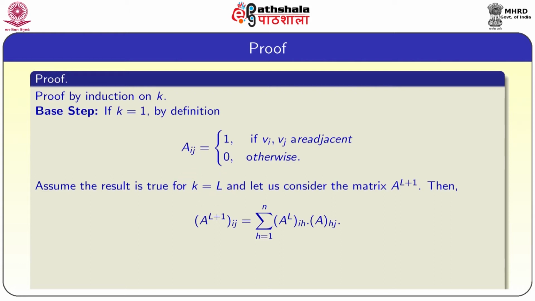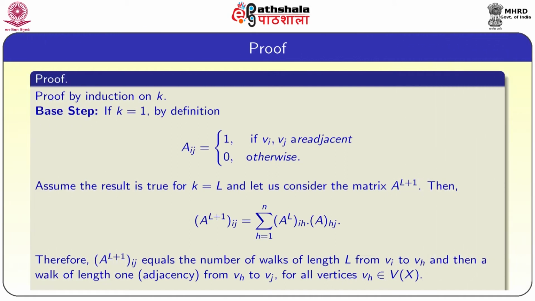Now, consider the matrix A power L plus 1. The ijth entry of A power L plus 1 is equal to the summation over h from 1 to n of (A power L)ih times Ahj. Therefore, the ijth entry of A power L plus 1 is equal to the number of walks of length L from Vi to Vh, then a walk of length 1, that is an adjacency, from Vh to Vj, for all vertices Vh of V, that means the vertex set of X.